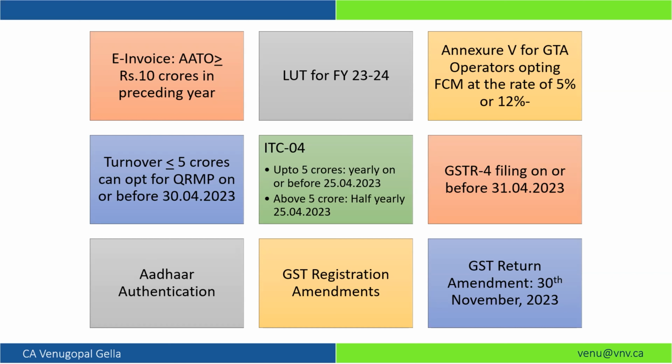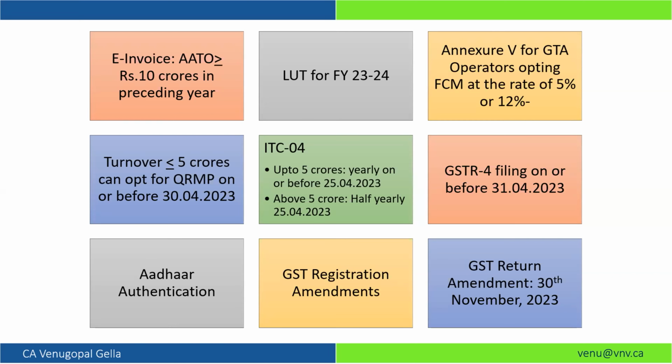Though it's considered a procedural lapse, when the department issues notices, they don't consider it at the first-level stage. If you are a goods transport agency or a transport operator engaged in transportation service, then you are required to file Annexure 5. If you are opting for forward charge, two GST rates are prescribed, 5 or 12: 5 without ITC, 12 with ITC. So a person engaged in transport willing to opt for forward charge should file this Annexure 5 for the financial year 23-24.